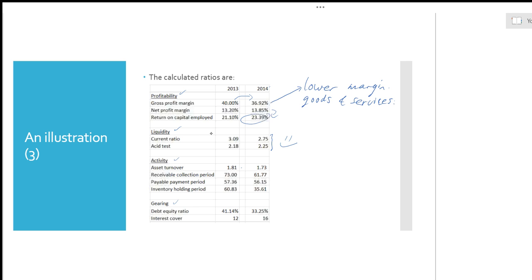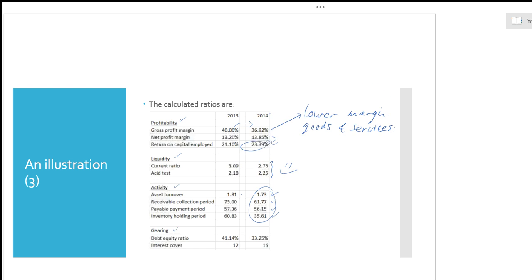Asset turnover is fairly constant, right? Slightly lower compared with 2013. Collection periods have improved, right? Possibly due to tighter credit control policies, right? Payable payment period has also shortened. We found that inventory holding is also shorter, right? So it means that potentially the business may be enjoying better liquidity levels, and it seems like the case.